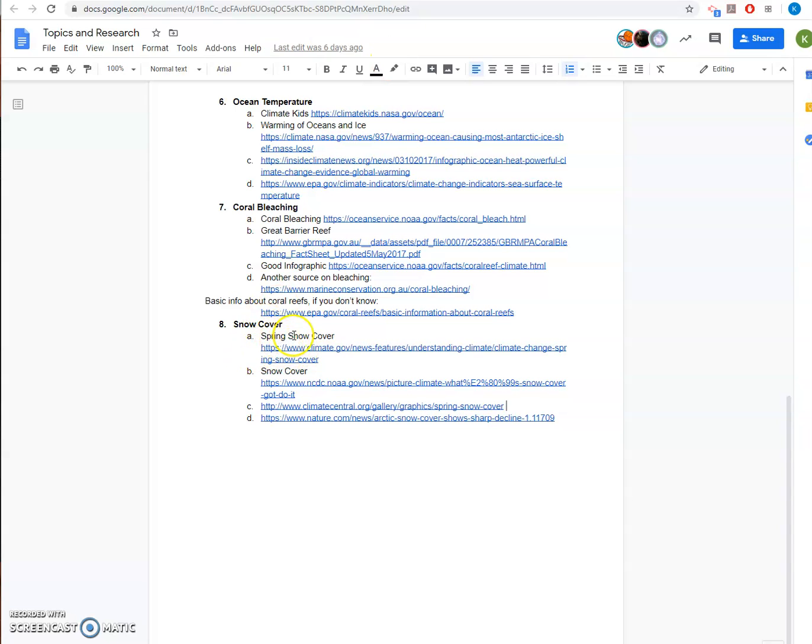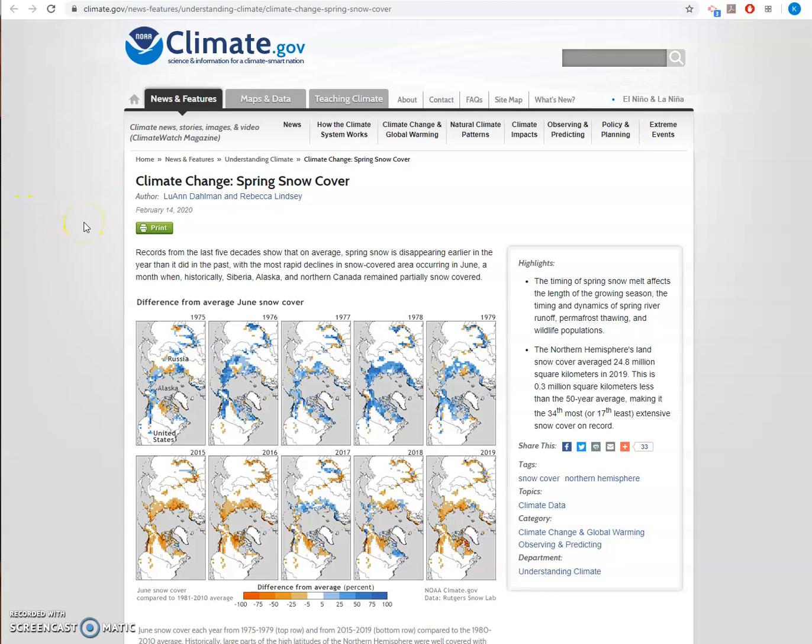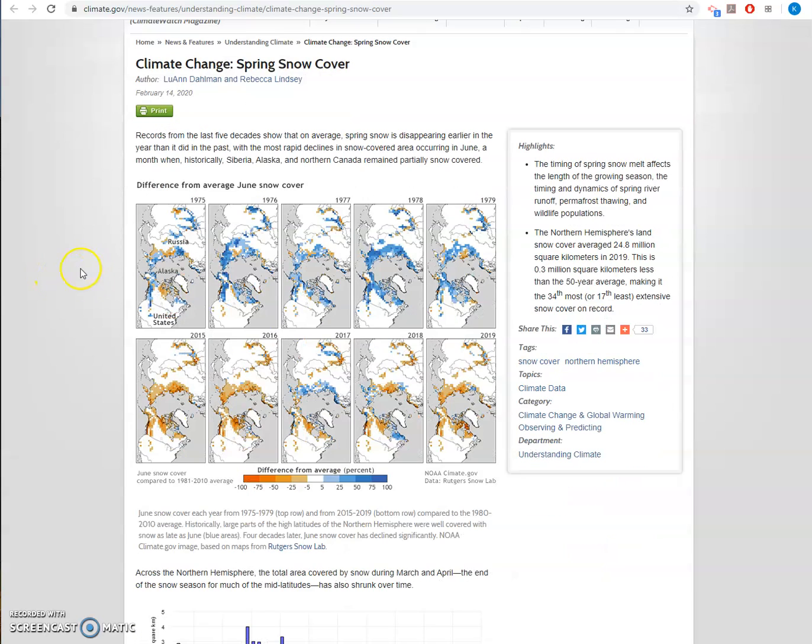We're going to jump into spring snow cover with the climate.gov, which is its first site here. This is going to be showing you a lot of pictures and images of snow cover in the springtime. One of the things that I'm asking you to do is tell me how do we know this information? Like, how did we come to measure this? So we're going to have to figure out how they measure snow cover, and let's see if we can find that out from here. If it doesn't tell us in the source, I'm just going to straight up tell you how it happens.